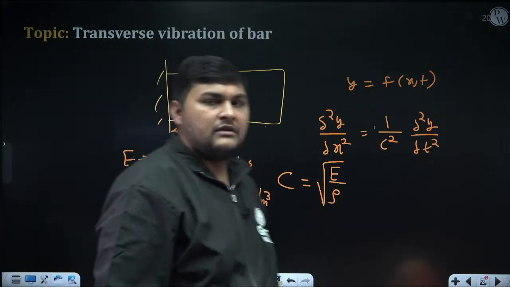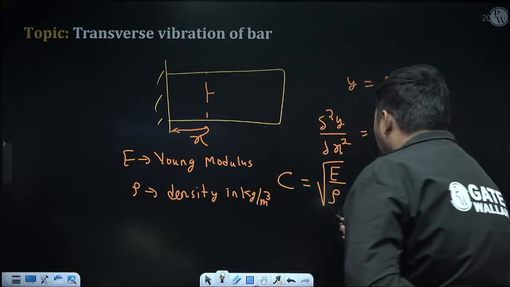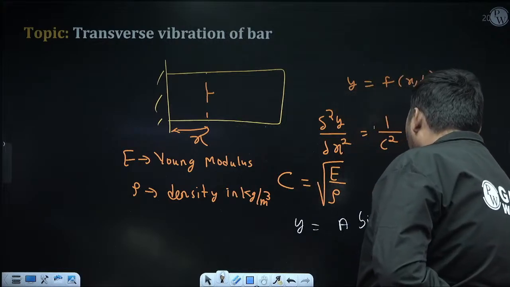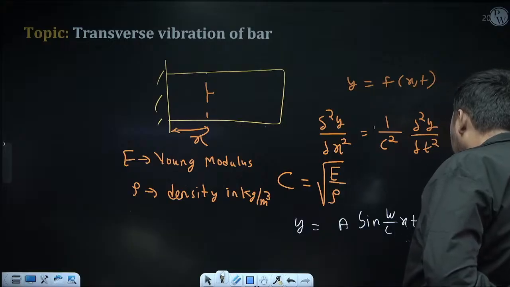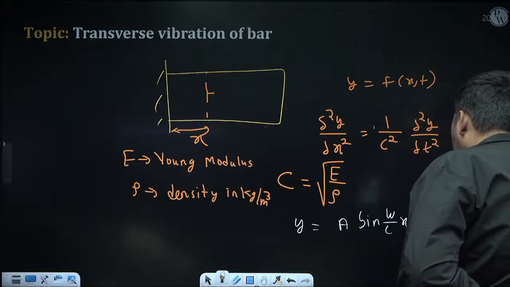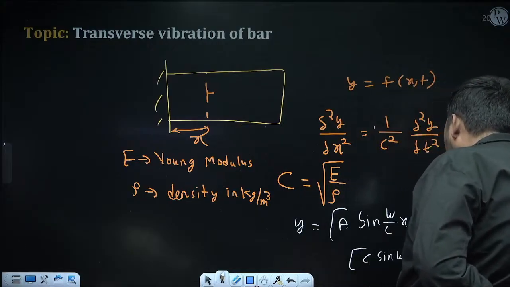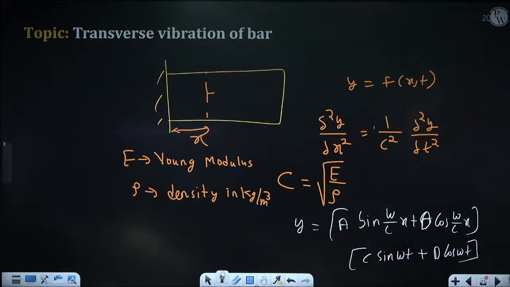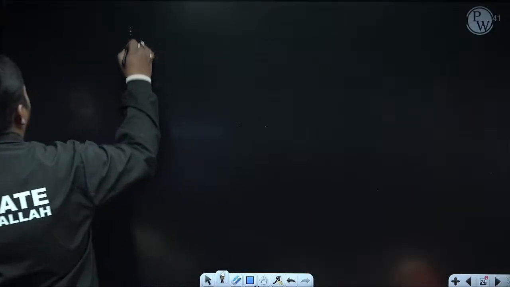Okay. Here again, the equation of y is like this, because same thing is coming as a sine omega by c x plus b cos omega by c x, times t sine omega t plus d cos omega t. Okay. Clear? Now I am not going into derivation.